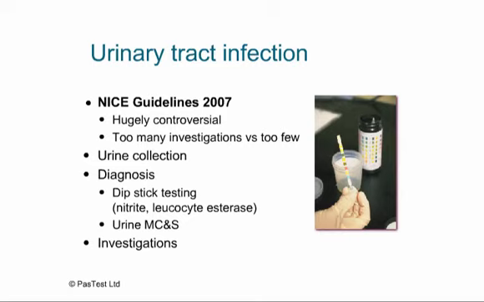The NICE guidelines suggest that urine's best collected by clean catch, although urine collection pads are sometimes helpful. They suggested that diagnosis should be made on dipstick testing, and their assumption was that if you had nitrite positive and leukocyte esterase positive sticks, that would largely rule in urinary tract infection, and if you had nitrite negative and leukocyte esterase negative strips, that would largely rule out infection. They also advocated urine microscopy and suggested under certain circumstances that urine needed to be sent away for culture and sensitivity. The investigation of urinary tract infection remains similarly difficult.